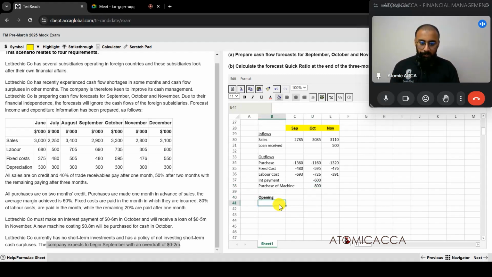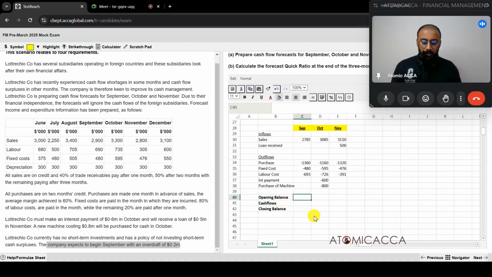Some opening balance will be there. The cash flows or cash movements during the year could increase or decrease and will lead to your closing balance for that year. Opening balance and closing balance. Okay. Now what is opening balance? They told the company expects to begin September with an overdraft of 0.2 million. 0.2 million means minus 200,000.